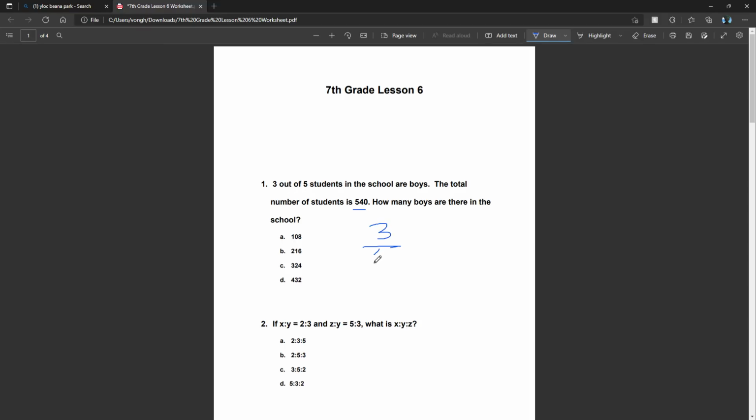So let's write the total over the amount of boys. And we do the same here. The total, which is 540, over the amount of boys, which we're trying to find. And all you have to do is cross multiply. 3 times 540, that's 1620, equals 5x divided by 5, and you should get 324. So the answer is C.